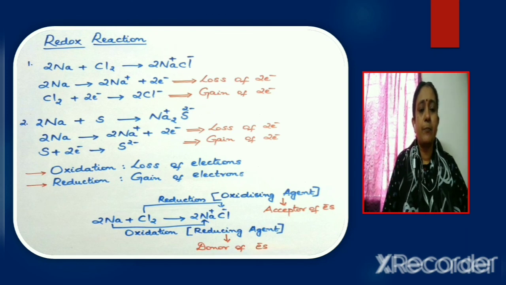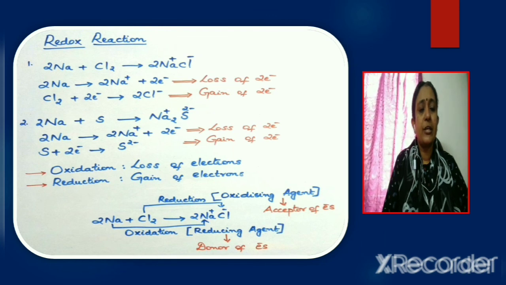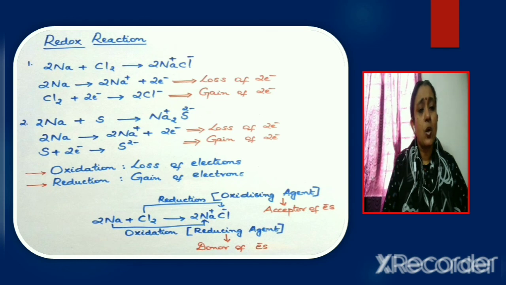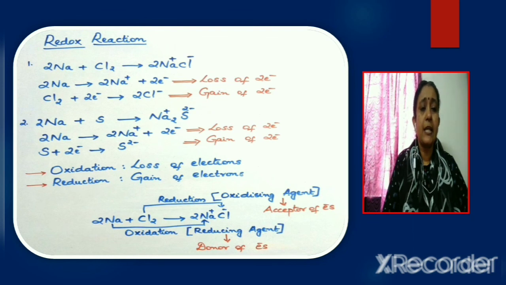Consider the next example. 2Na plus sulfur gives sodium sulfide Na2S. 2Na gives 2Na+ plus 2 electrons. There is loss of 2 electrons. Therefore, the reaction taking place is oxidation. Now, sulfur plus 2 electrons gives sulfide ion. There is gain of 2 electrons. So, this process is reduction. There is both oxidation and reduction taking place simultaneously. Therefore, it is a redox reaction.